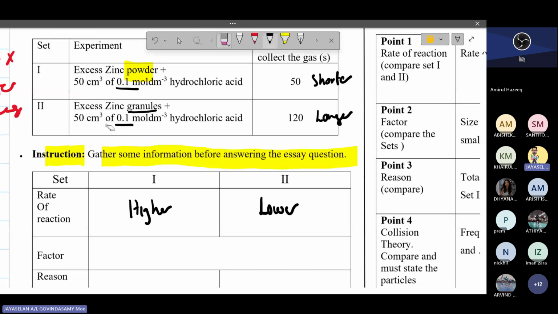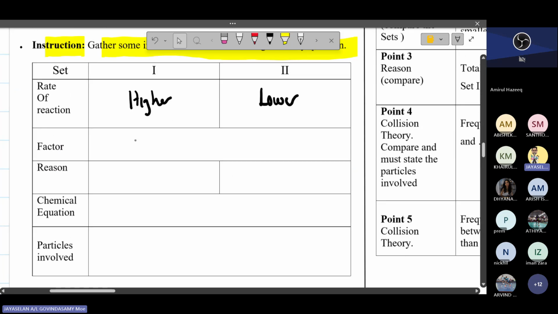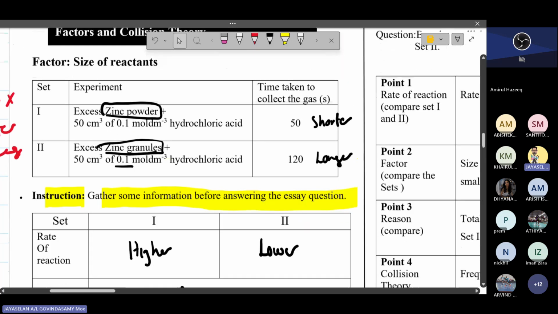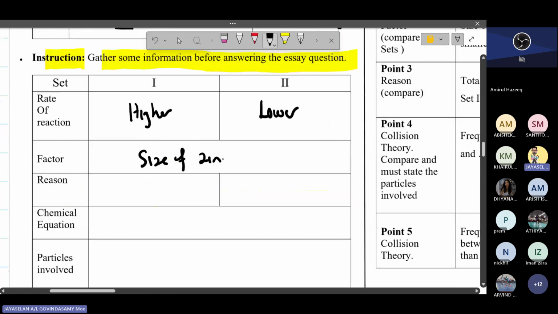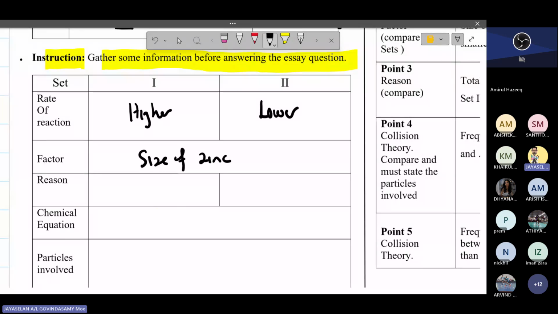So what factor from the question do you know already? This one. Okay, size. One is a small size, one is a large size. So the factor you write down is the size of what? Size of zinc powder. Zinc. Size of reactant. Okay, what is the reason you will use?